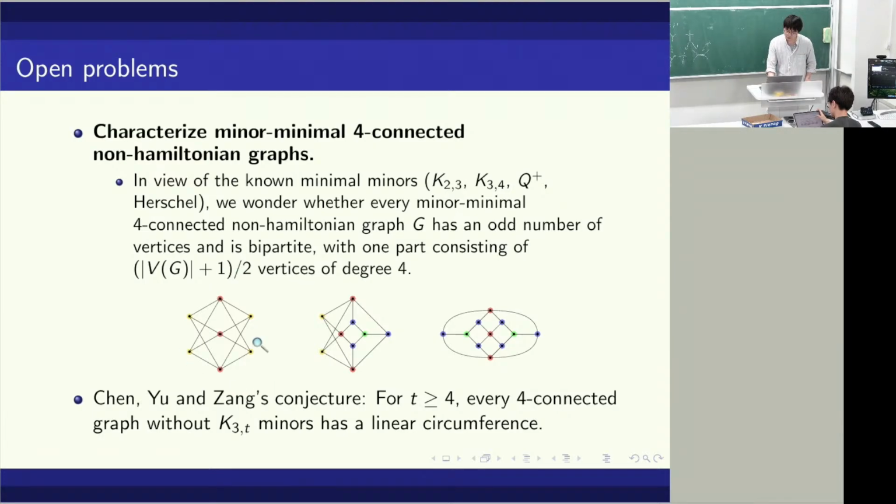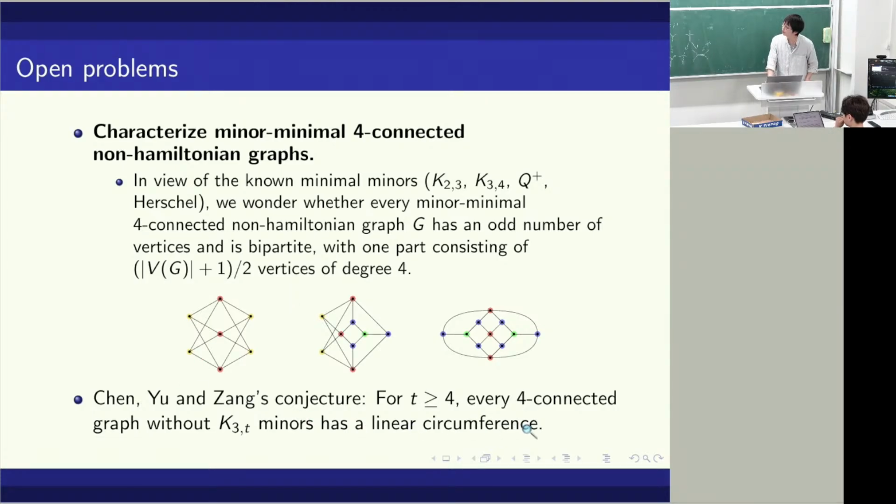For example, if it's 3 connected, you can see that in the yellow part, every vertex has degree 3. And also for the Q plus, you can see that these 5 vertices, each of them has degree 3. And this also holds for the Herschel graph. So we conjecture that maybe it also holds for the 4 connected case.